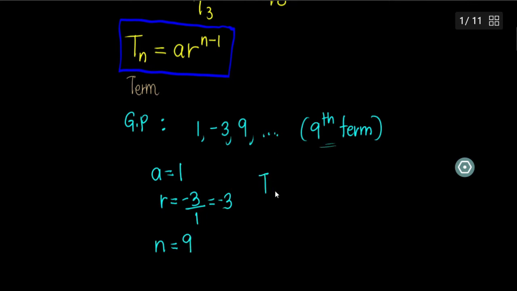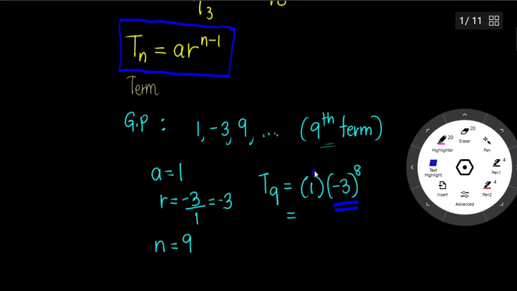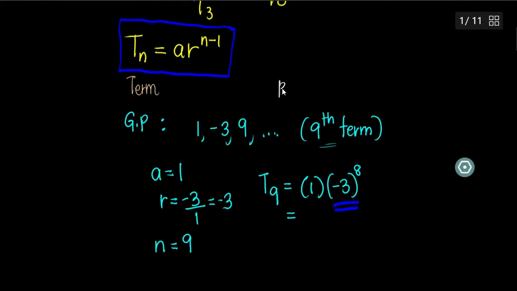So let's substitute all into the formula. T9 is equal to A R to the power of n minus 1. So 9 minus 1 is 8. Always do the bracket first. Don't take the 1 and times; that will be wrong. This is the part where you must use your BODMAS. BODMAS is do the bracket first. So negative 3, make sure you put it in your calculator. Hold on, let me see if I can show my calculator.